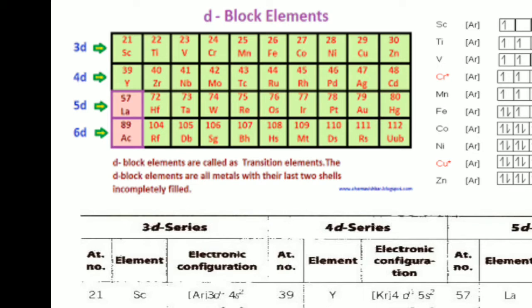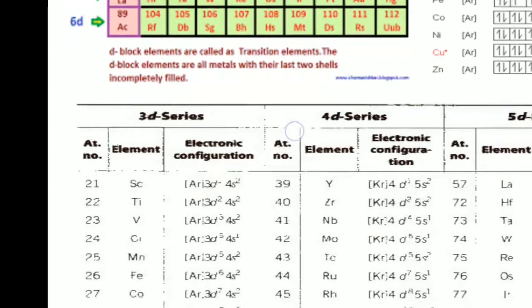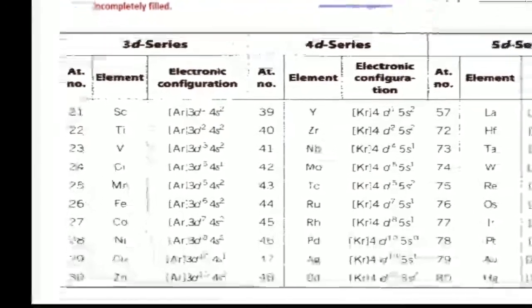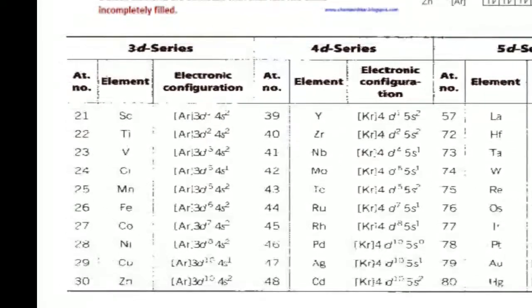All the d block elements are metals, perfect metals, when compared with the s block metals. Now let us go to the electronic configuration of the different series of d block elements. The first series is the 3d series, which starts with scandium and ends with zinc.